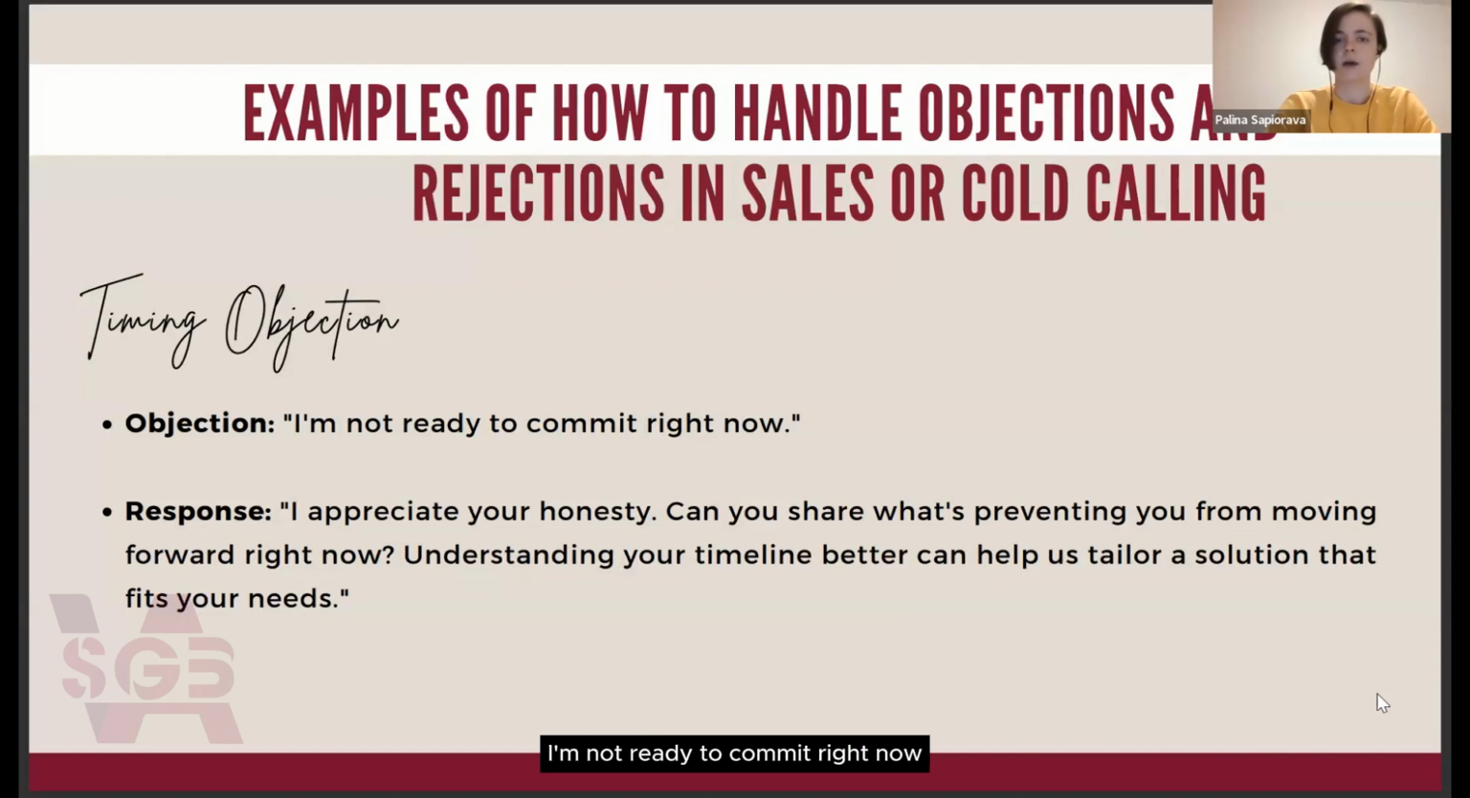Timing objection. I'm not ready to commit right now. So in that case, you should understand the lead's timeline. For example, probably they aren't ready to look at new proposals. They have a busy month, they have a busy week. That happens. So you can ask, for example, when would be the right time to reach out to you again? If they're interested in your product, but they don't have time, they might consider another option. And for example, you can schedule another call sometime later.